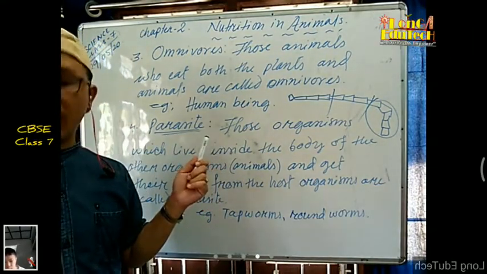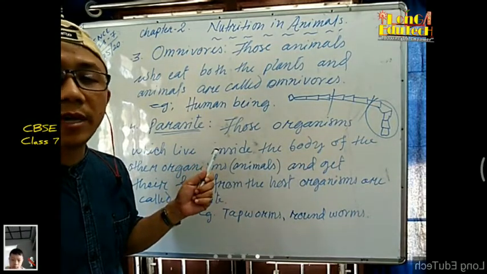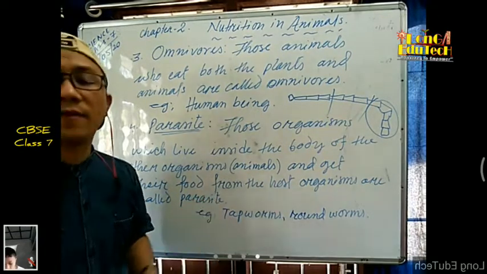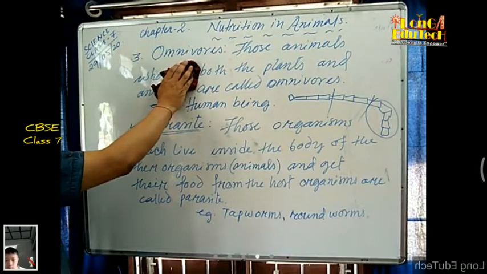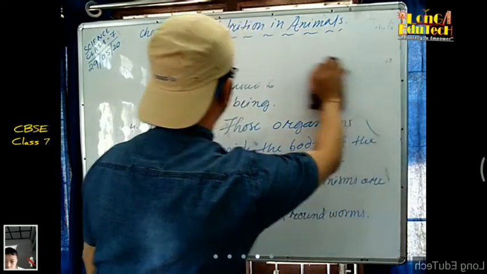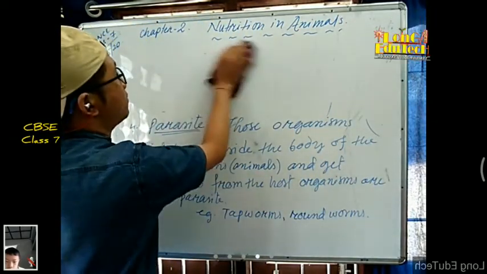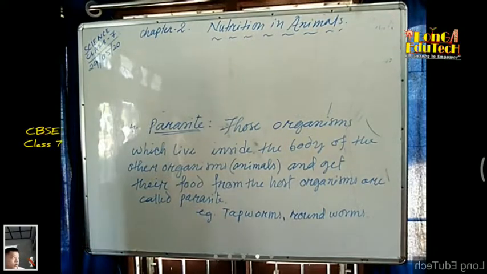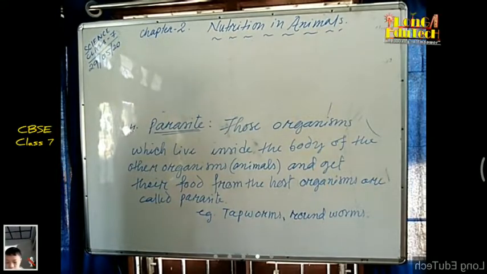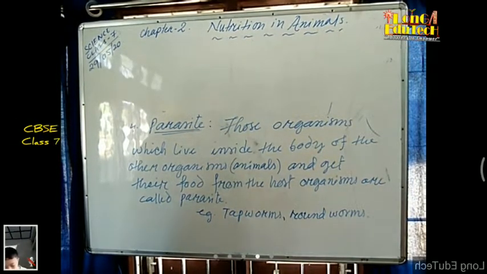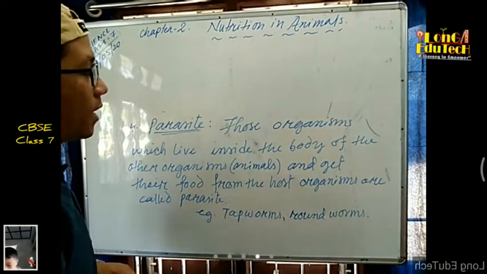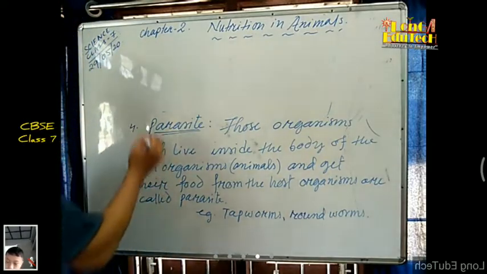And for the others, we can also write. Scavengers. Number 5, I will write here: scavenger. Scavengers are those animals which feed on the dead animals. Just simply we can say, those animals that feed on dead animals. They are also called predators. So number 5 is the scavenger.